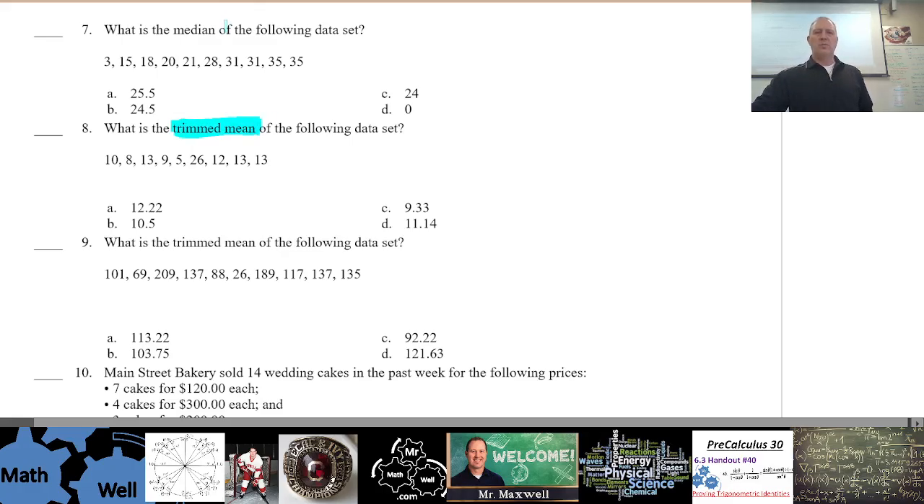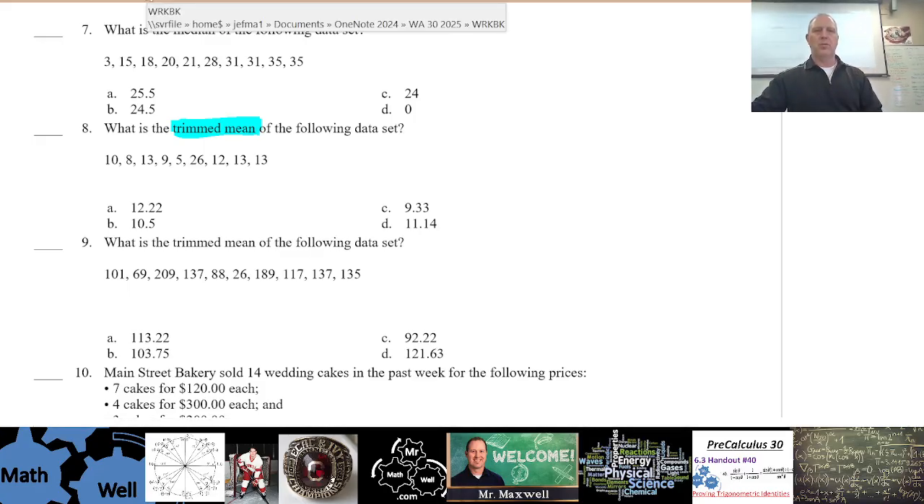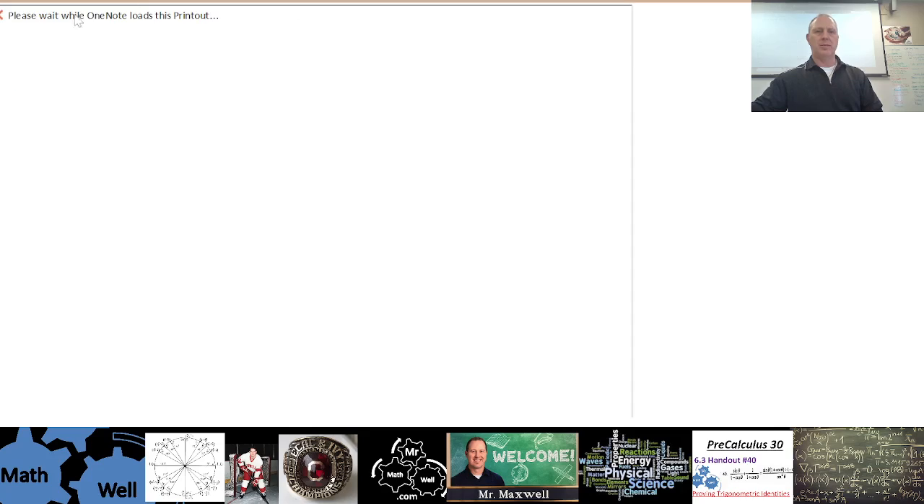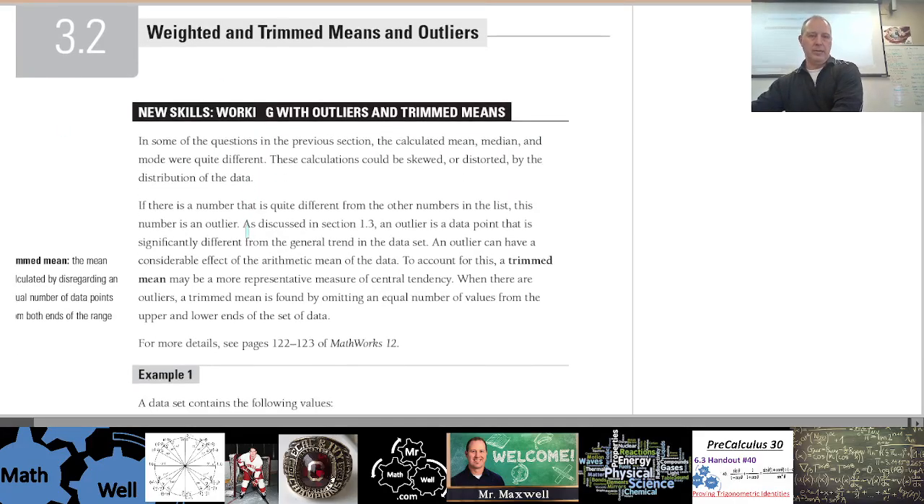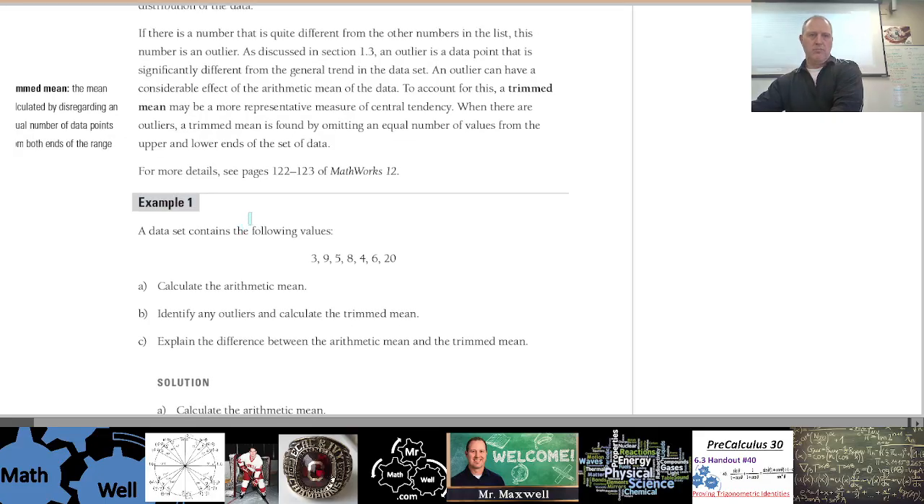So with the trimmed mean, what does trimmed mean? What does that tell us to do? Trimmed mean. And what section did you learn about that? I'm going to go back. 3.2. You eliminate the outliers. Okay, you eliminate the outliers. Okay, I think it's outliers. Close. Outliers. Yeah, pretty close.